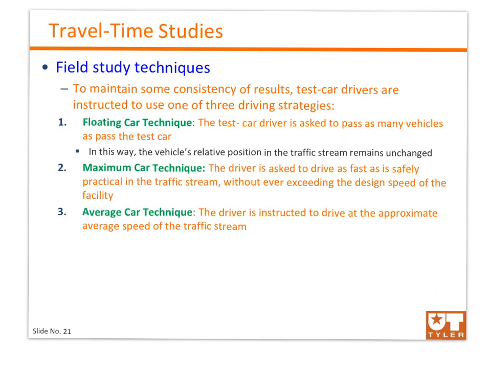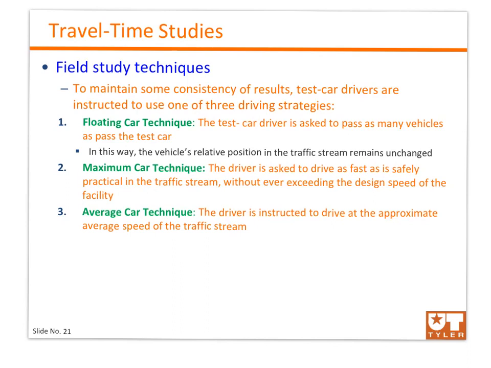So the maximum car technique means the driver is asked to drive as fast as is safe and practical in the traffic stream without ever exceeding the design speed of the facility. Here we let the driver speed up and pass as many cars as possible within the speed limit associated with that facility. The third technique is the average car technique.